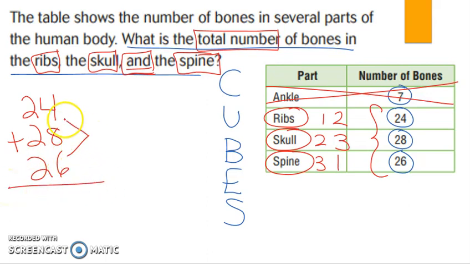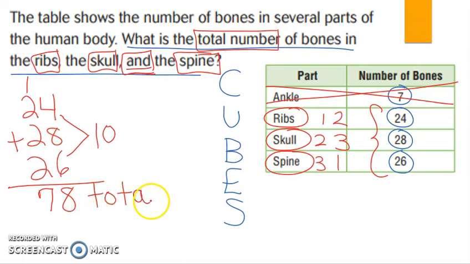First, we want to add our 6 plus 4 to make a 10. 10 plus 8 is 18. We're going to place our 8 in the ones and regroup our 10. 2 plus 2 plus 2 is 6, plus 1 more is 7. Let's go back and read the question. What is the total number of bones in the ribs, the skull, and the spine? We would have 78 total bones.